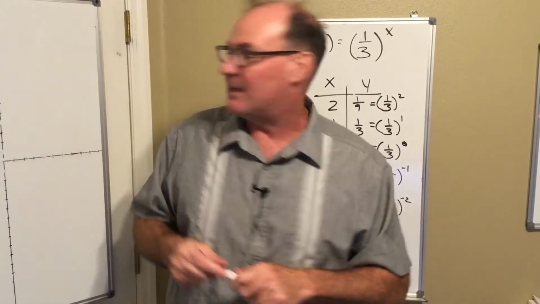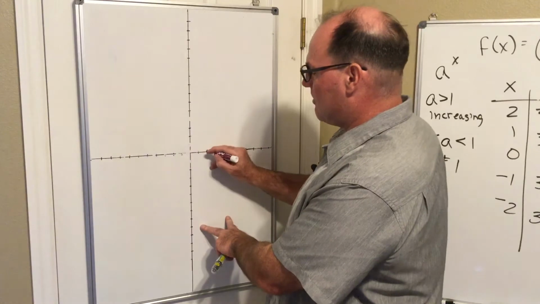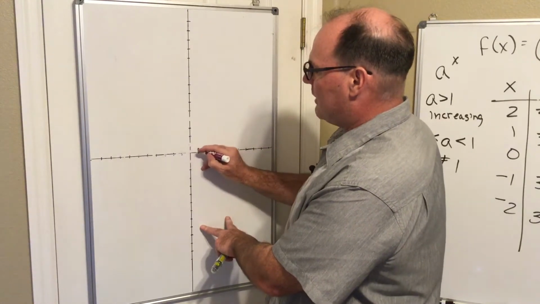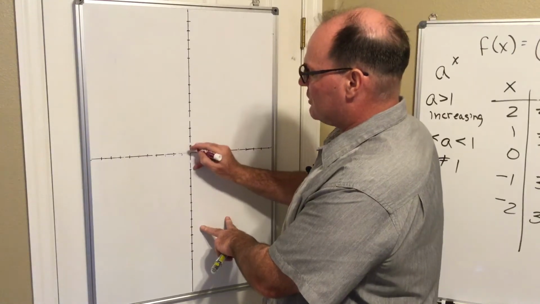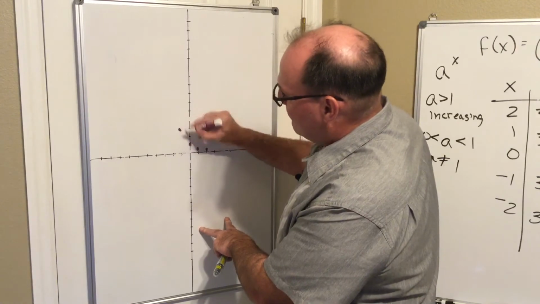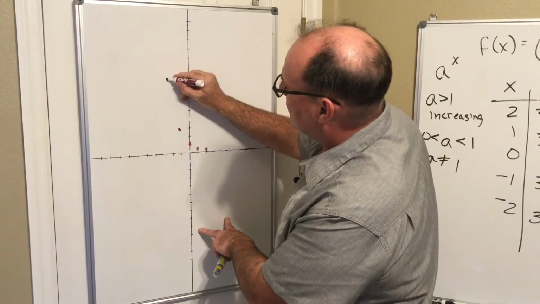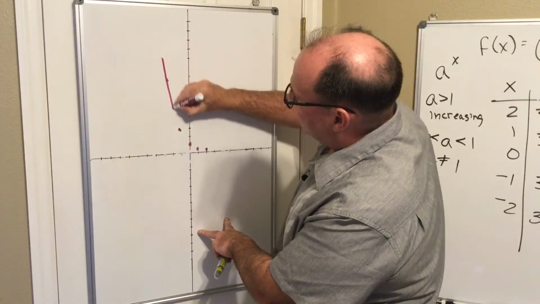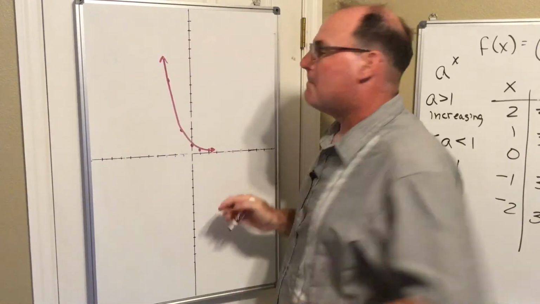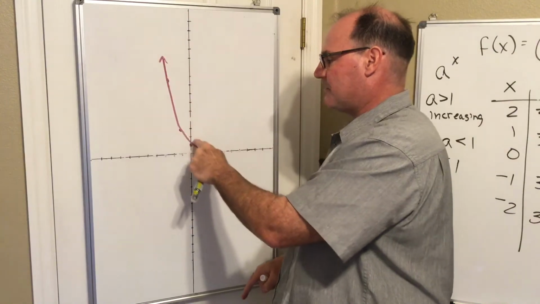So when I graph this, when I went over 2, my value was 1/9, so something real small. When I had 1, it was 1/3, so a little bit bigger. 0 was 1. -1 gave me a y value of 3, and -2 gave me a y value of 9. So notice this graph has the same domain and range as before. I'm not going to rewrite those, but notice when I trace this along, I get something that's decreasing.